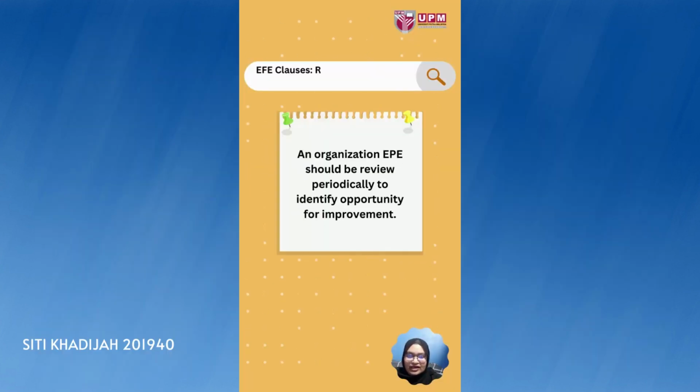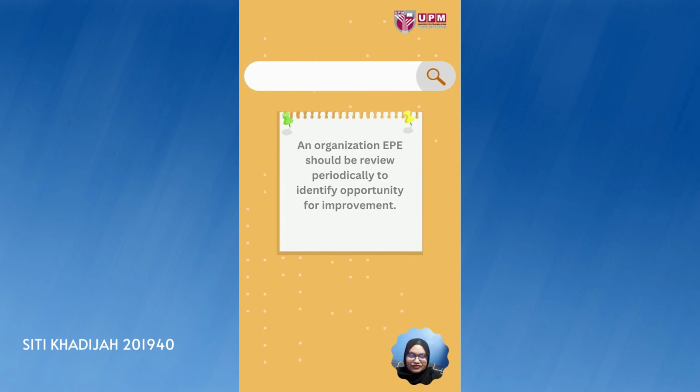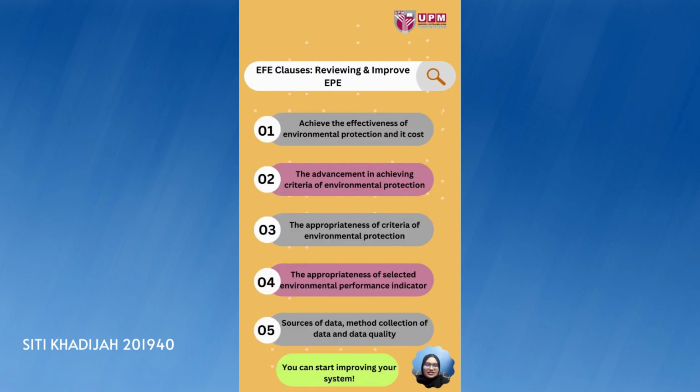In EPE ISO 14031 clauses, the fourth clause is reviewing and improving EPE. An organization's EPE should be reviewed periodically to identify opportunities for improvement. These are the phases in reviewing EPE and results for improvement.